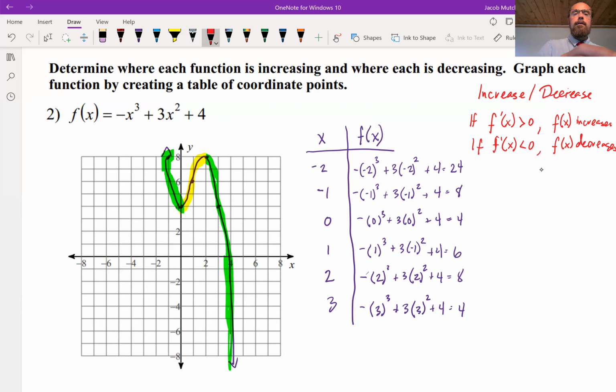take the derivative of the function. So let's do that right now. So the derivative of f of x, since this is a polynomial function, is going to be negative 3x squared plus 6x. And so what we really need to determine is, where is this function going to be positive? Where is it going to be negative? So that's a quadratic. And really what we need to do is find its zeros. So what I'm going to do is set this equation equal to 0.